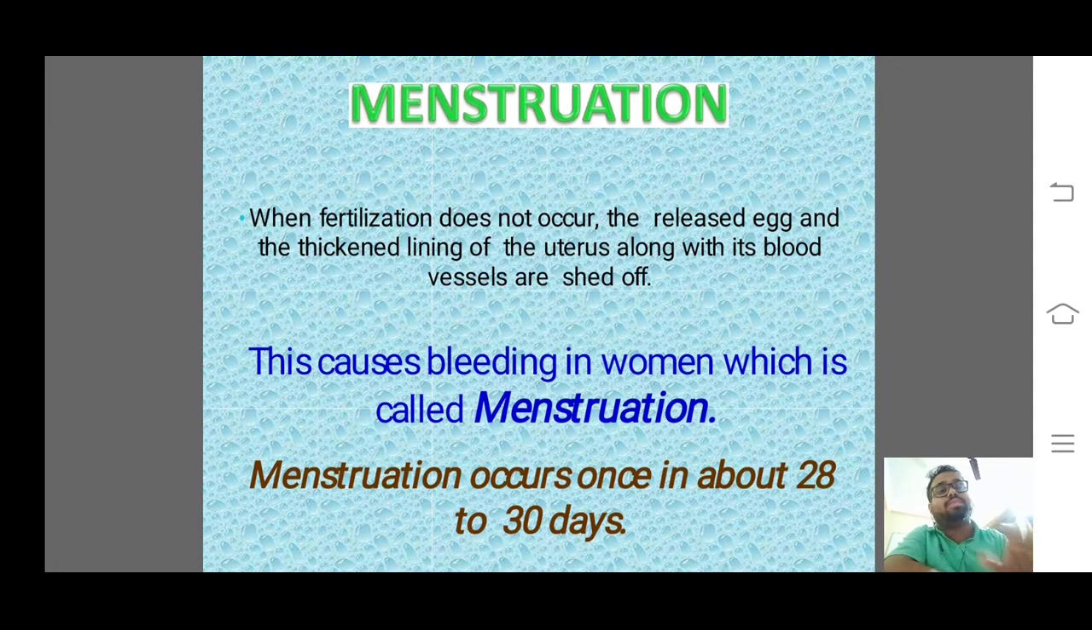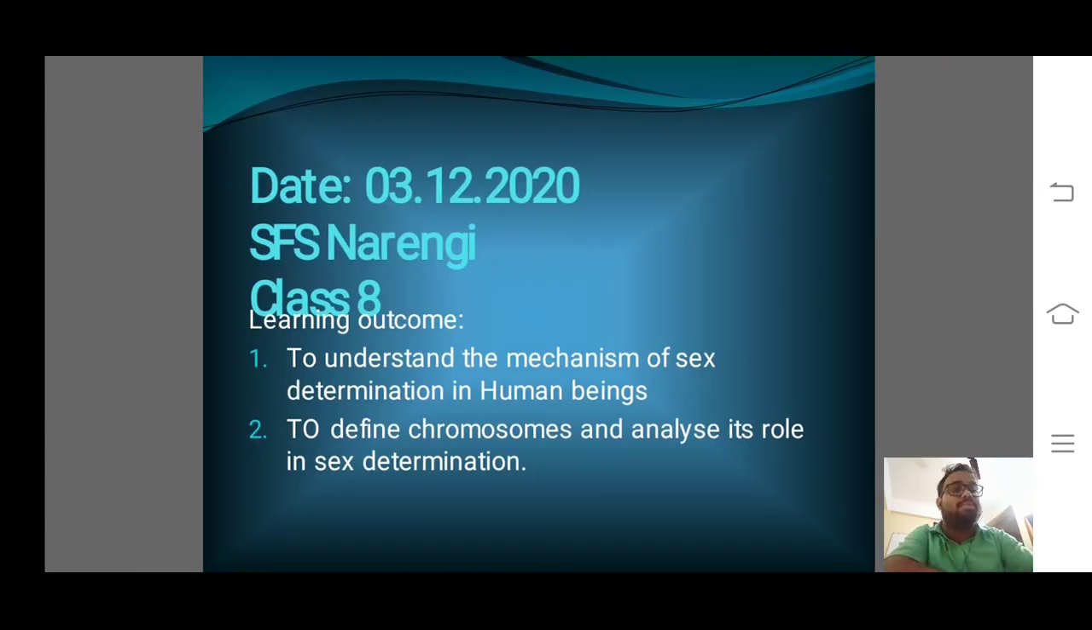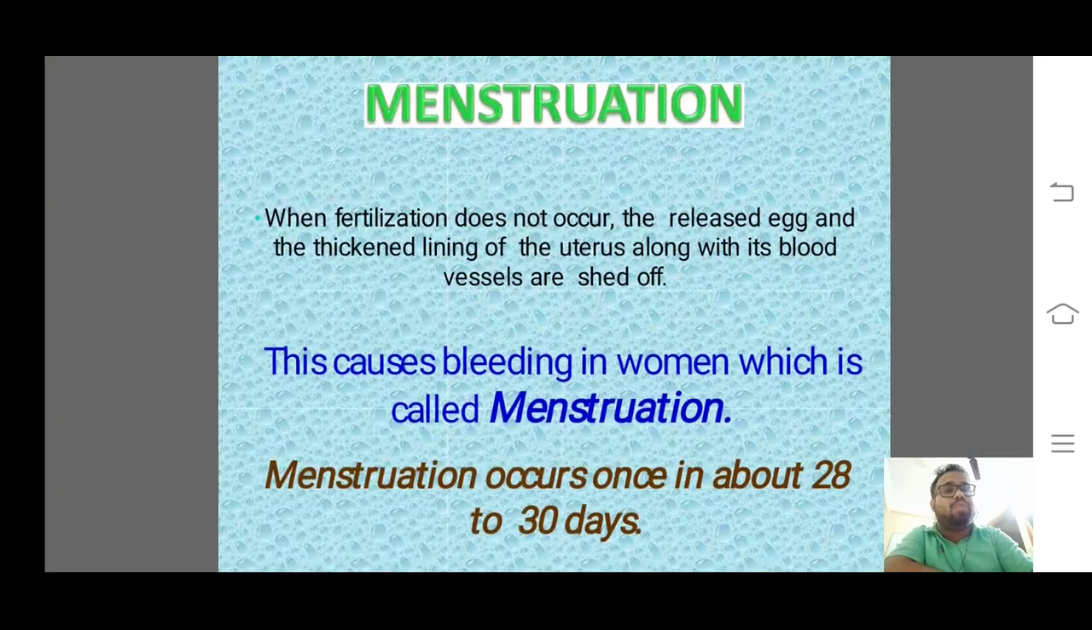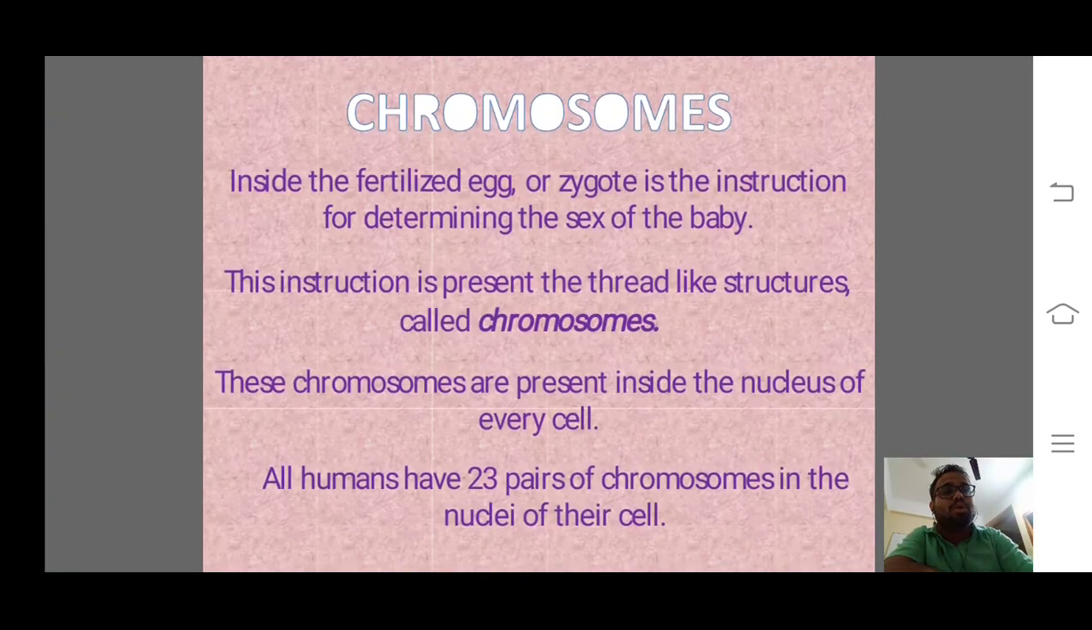Today we are going to discuss sex determination. But how sex determination in a human body takes place, for that we have to understand the second point in the learning outcome, to define chromosomes and analyze its role. What do you mean by chromosomes? If I tell you in a simple line, chromosomes inside the fertilized egg or the zygote are the instruction for determining the sex of the baby. So the sex of the baby is determined by the chromosomes, and the information is inside the zygote.